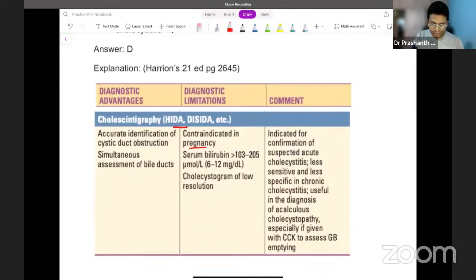It is, of course, contraindicated in pregnancy when bilirubin is high, and you should know that one of its disadvantages is its low resolution. Always remember that it is the best test for confirmation of suspected acute cholecystitis.